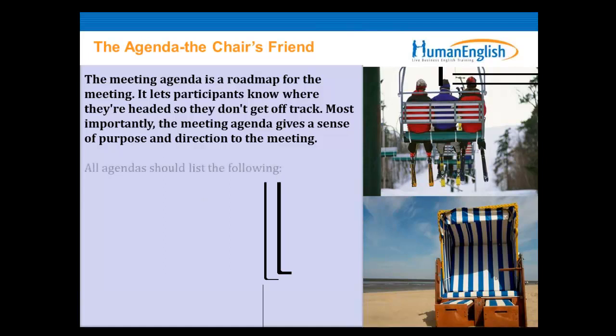Okay? So what should agendas include? Can you just write down in the chat box, what are some things that you think an agenda should include?